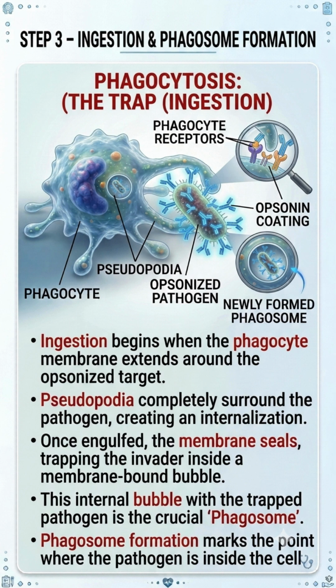Step 3. Ingestion and phagosome formation. Phagocytosis, the trap. Ingestion begins when the phagocyte membrane extends around the opsonized target. Pseudopodia completely surround the pathogen, creating an internalization. Once engulfed, the membrane seals, trapping the invader inside a membrane-bound bubble. This internal bubble with the trapped pathogen is the crucial phagosome. Phagosome formation marks the point where the pathogen is inside the cell.